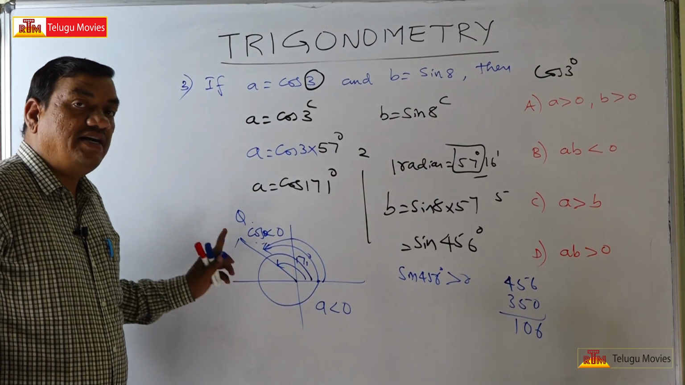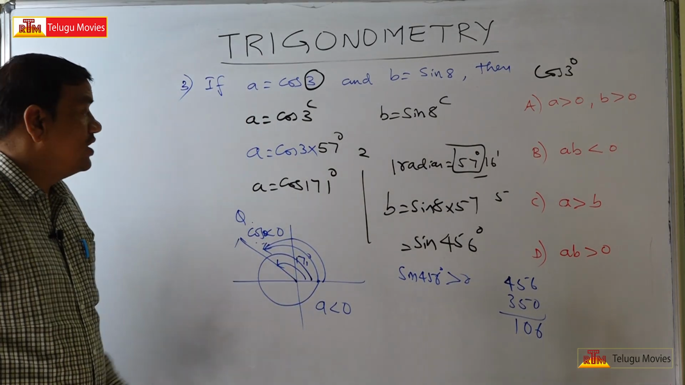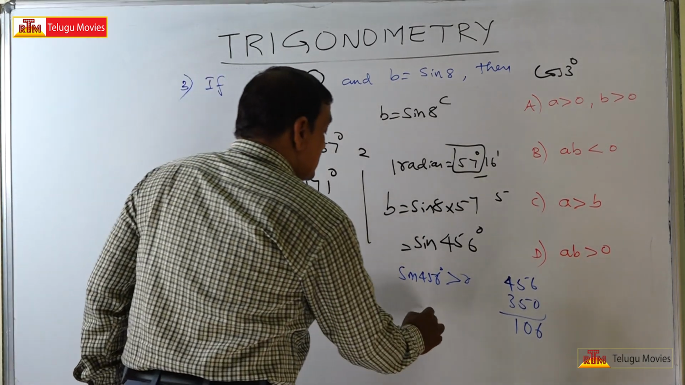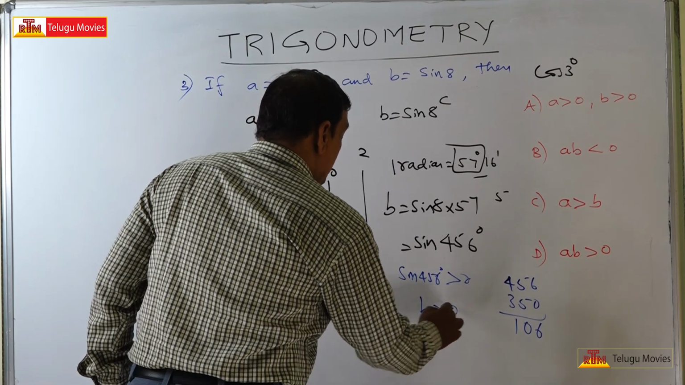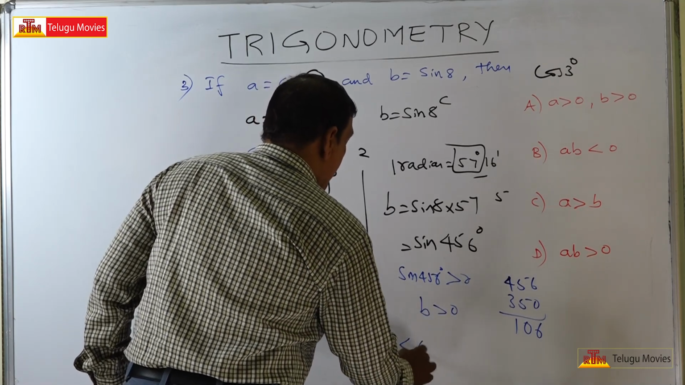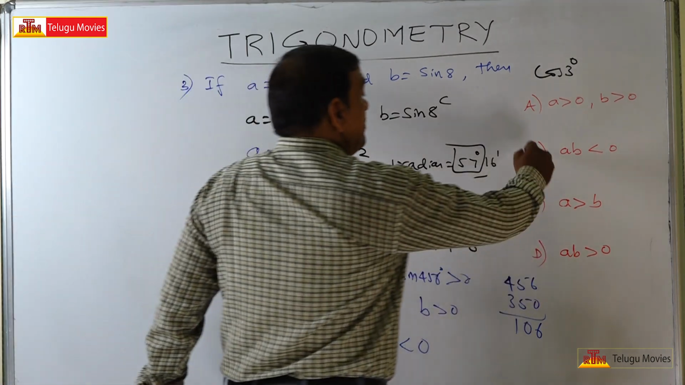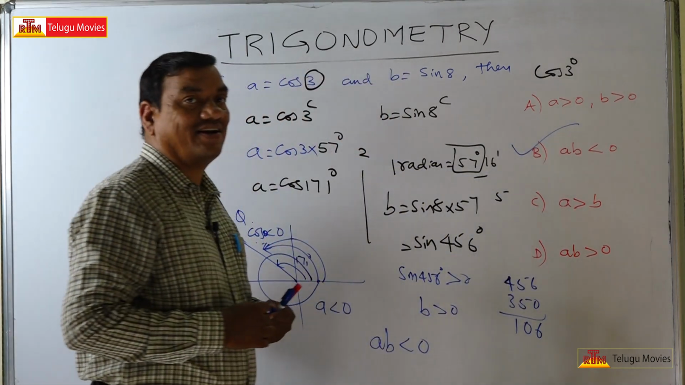In the second quadrant, sin is positive. So cos is negative, sin is positive. That means A is less than 0 and B is greater than 0. On the whole, AB is less than 0. So your answer is AB less than 0, which is the correct answer.